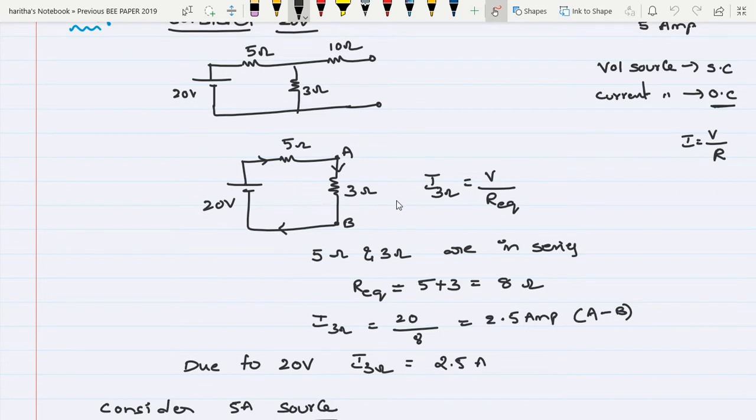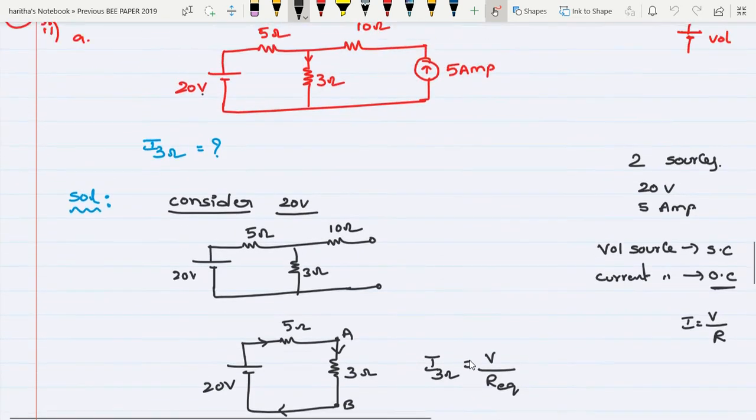So to find out the current in 3 ohm resistor, what is the formula? I is equal to V by R. That is the general Ohm's law formula. What is the voltage in the circuit? 20 volts. And what is the resistance? These 5 and 3 are in series. So you have to take the equivalent resistance. Then R equivalent, since it is series, you have to add the two resistors. 5 plus 3, 8 ohms. So then current passing through 3 ohm is equal to voltage by resistance, that is 20 by 8. So the direction of current is A to B. So due to 20 volts, the current in 3 ohm resistor is 2.5 amperes we got.